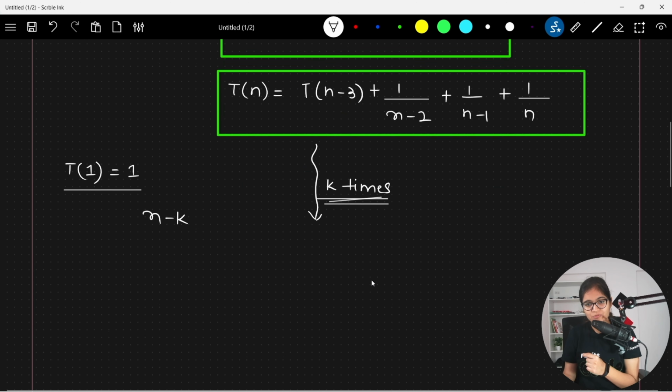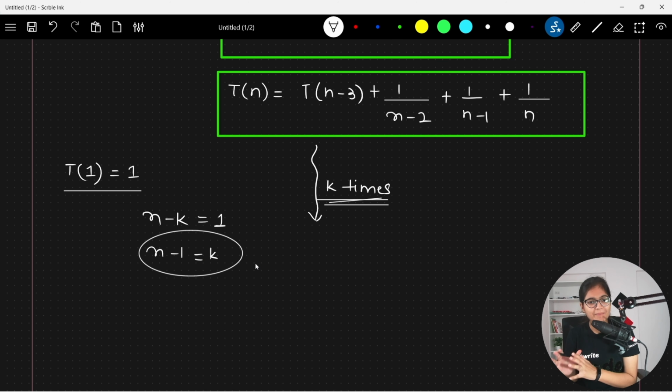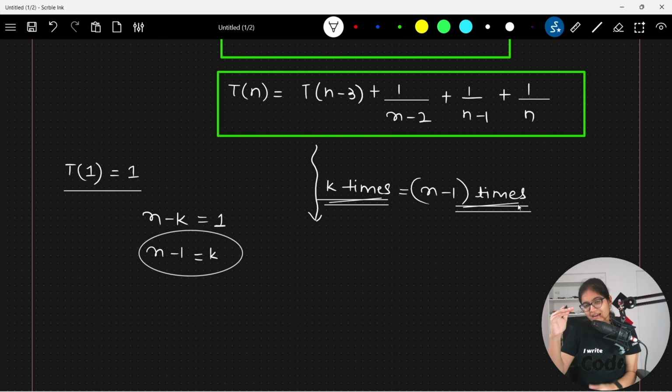When we are doing k times, it will be n minus k, whose value I want to be equal to 1, because that is the terminating condition, the base case condition that we have. So the value of k will become n minus 1. It means that we need to do the same task until n minus 1 number of times.